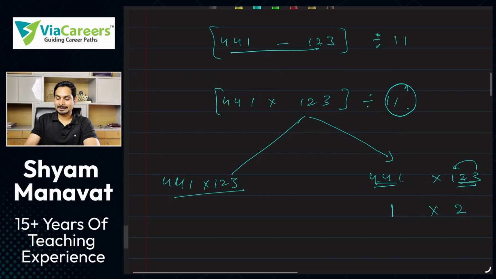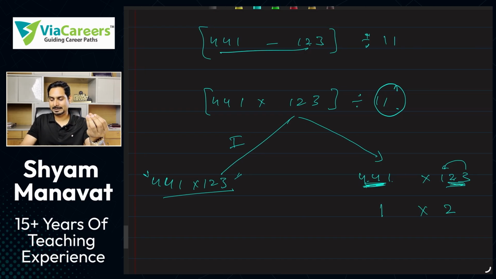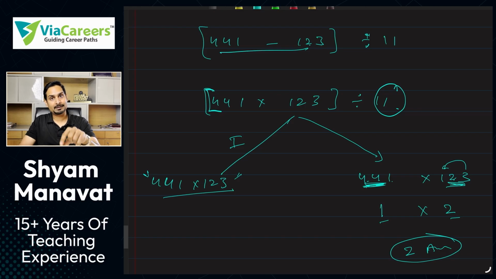So which is easy? The first way, where I multiply these two numbers and then further divide the result by 11, or I can divide these smaller, easier numbers by 11 simply and say, okay, here the remainder is 1 and here the remainder is 2, so 1 into 2 is 2. So the answer is what? 2. The remainder when 441 multiplied by 123 is divided by 11 is 2. Okay, so which is easier? Obviously the second is easier, because you are doing small calculations, you are not dealing with big numbers, you're dealing with small numbers here.